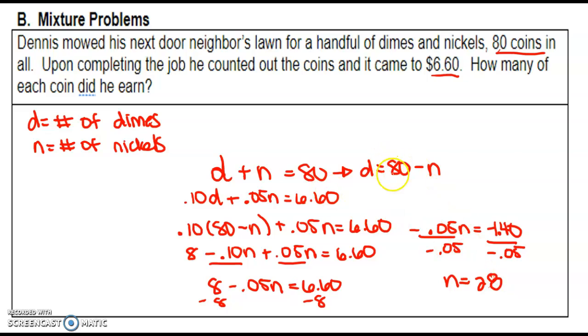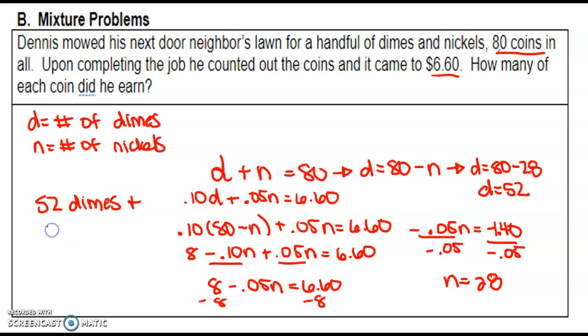Okay, so I got 28 nickels. To find out how many dimes I have, I'm going to plug it into here. So my dimes equals 80 minus 28. And that is 52. So I have 52 dimes and 28 nickels.